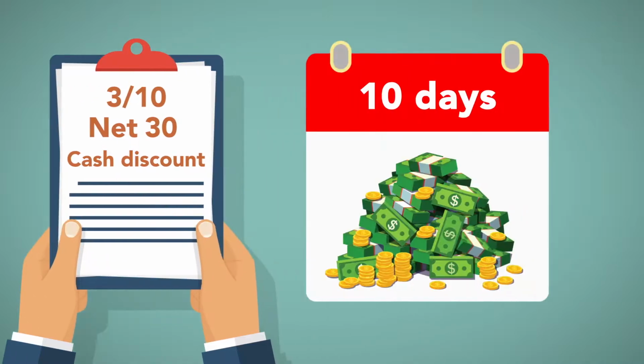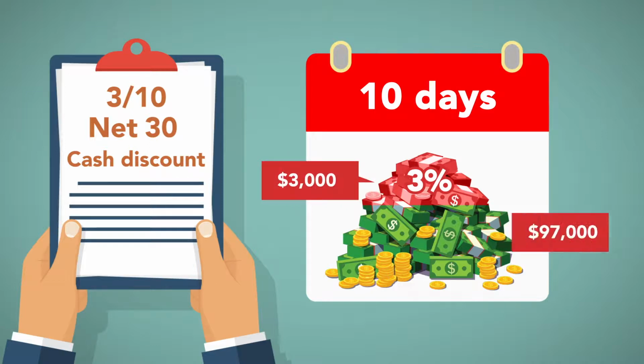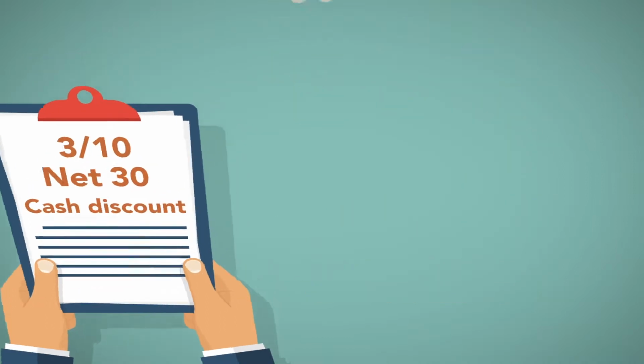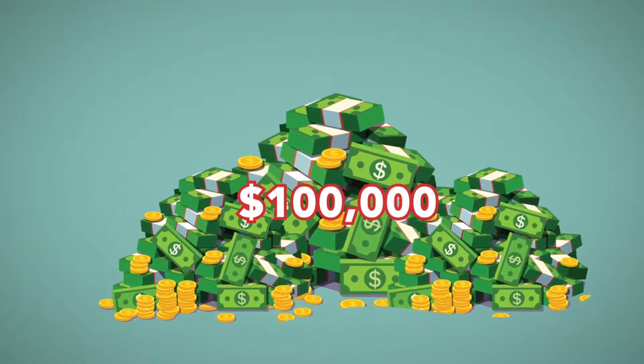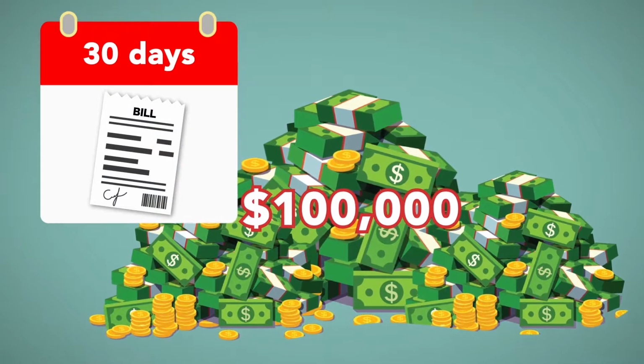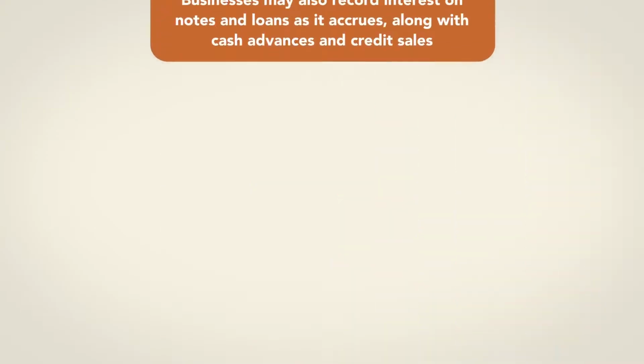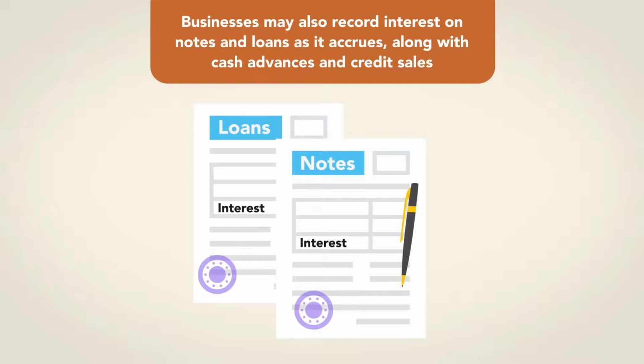If Baker pays within 10 days, then it may deduct 3% of the total amount due, which would be $3,000, and Baker would therefore only have to pay Acme $97,000. If Baker misses the initial 10-day discount period, then it must pay the entire bill of $100,000 within 30 days of billing. Besides trade receivables, businesses also may record interest on notes and loans as it accrues, along with cash advances and credit sales.